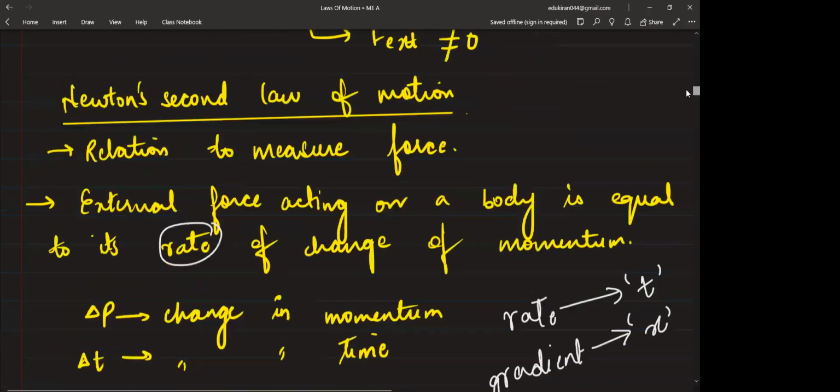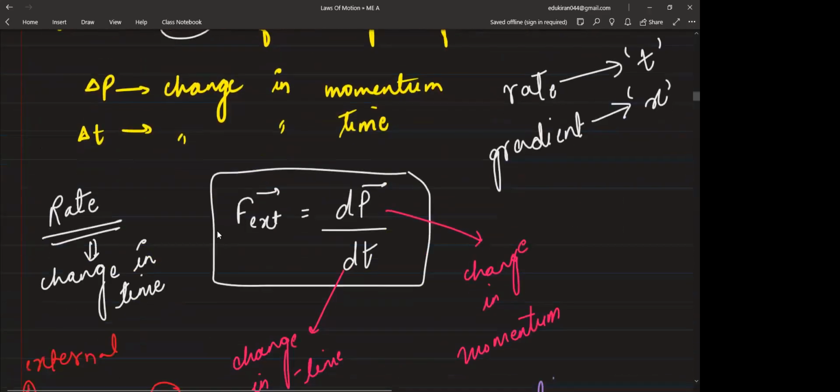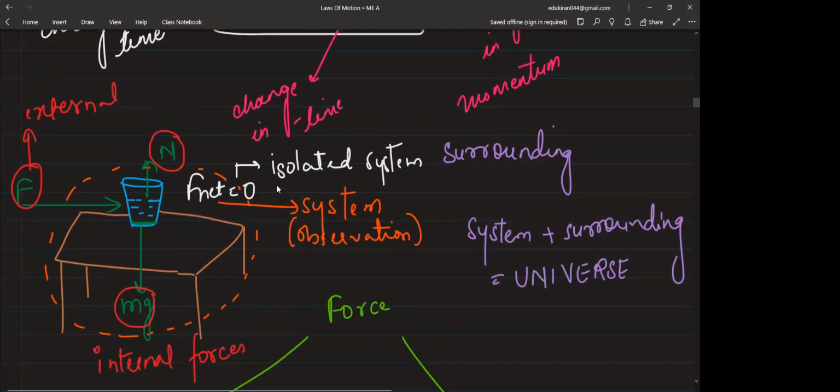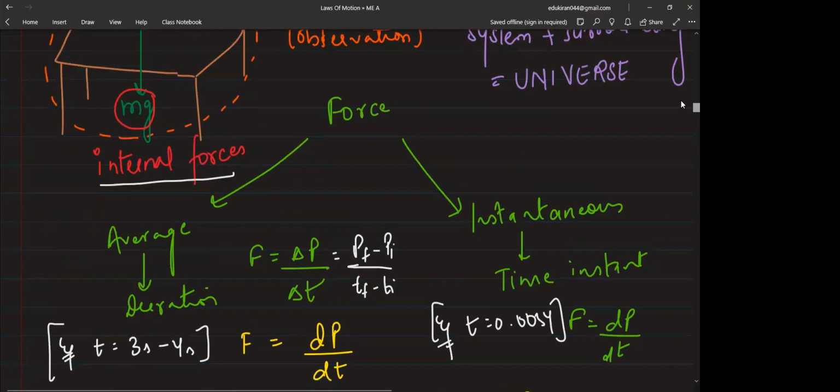So what have we discussed? Newton's second law. It says that external force is directly proportional to rate of change of momentum, that is change in momentum by change in time. Concept of isolated system, concept of internal force, and concept of external forces you should know. When to use average force, when to use instantaneous force. Is it clear till here to both of you, Shiza and Laiqa? Yes, ma'am. Okay, write it down till here.